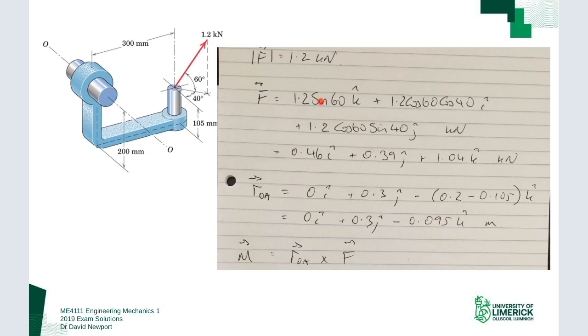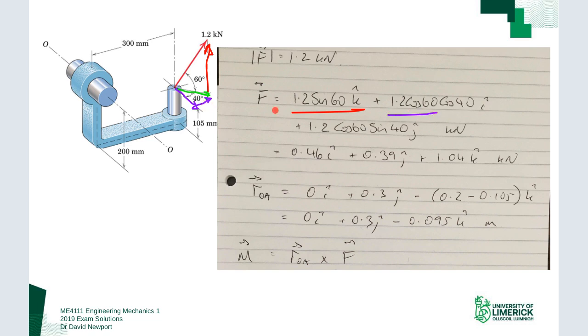I've worked it out here. So I have my magnitude of my force is 1.2 kilonewtons. And what I've done is I've broken this force down into its i hat, j hat, and k hat components. So I started with the k hat, so this component here. Okay, and that's 1.2 times the sine of 60. So that's straightforward. Now I want the i hat and j hat. So if I go to this part here, which I've highlighted in blue, that there is 1.2 cos 60. And if I take the cosine of 40 times that component, that will give me the i component. And the sine of 40 times that component will give me the j hat direction.